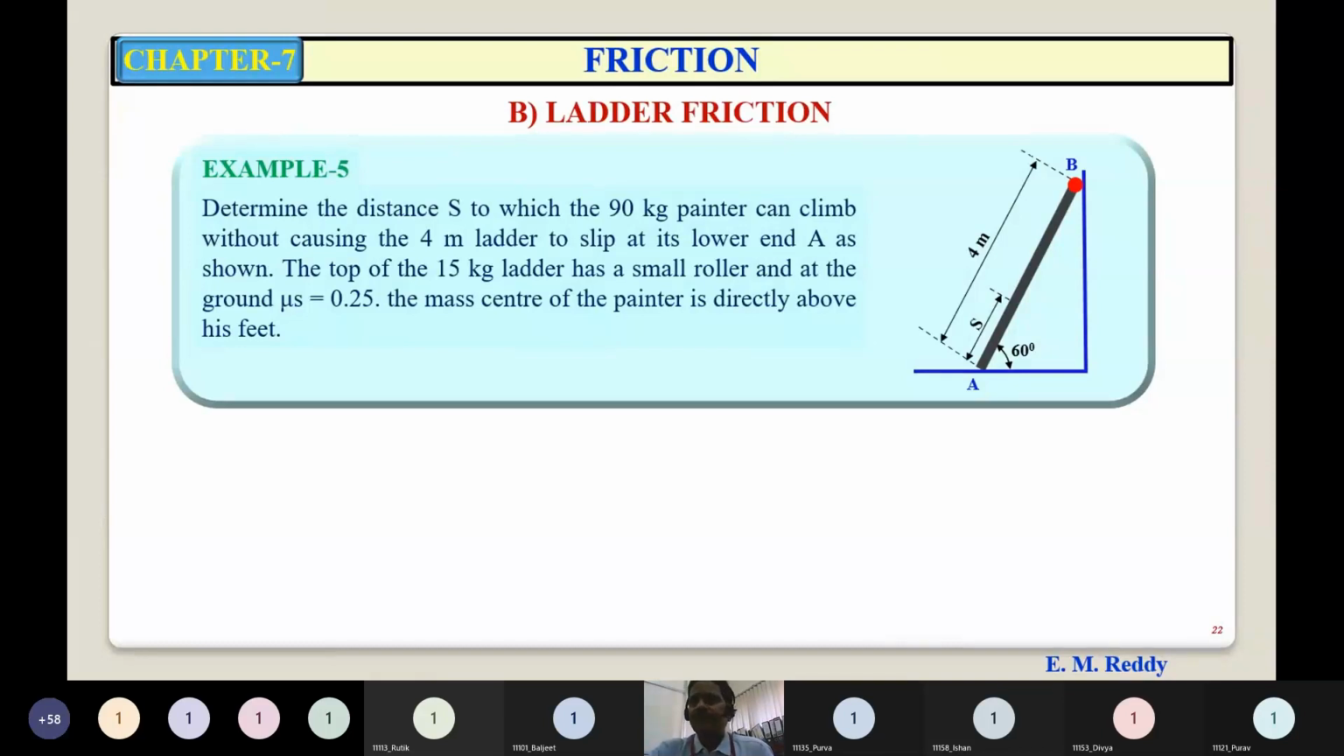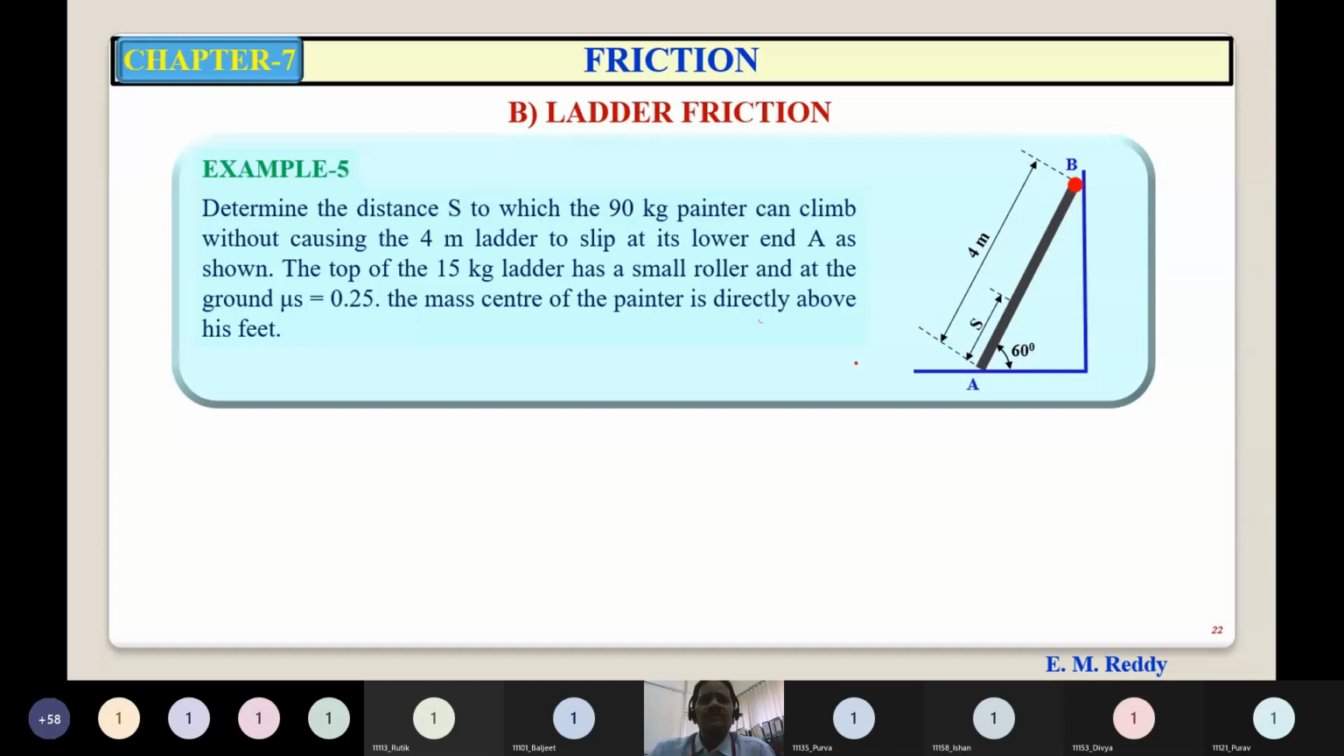Now, ladder friction. Determine the distance S to which the 90 kg painter can climb without causing the 4-meter ladder to slip at its lower end A, as shown. The top of the 15 kg ladder has a small roller, and at the ground, the coefficient of friction is 0.25. The mass center of the painter is directly above his feet. What is the coefficient of friction at B?